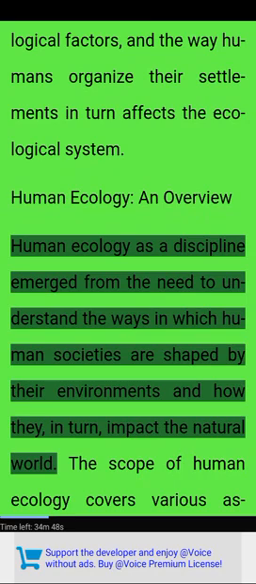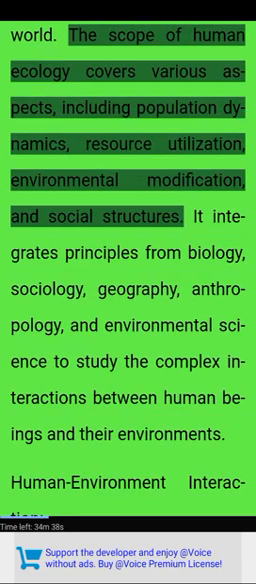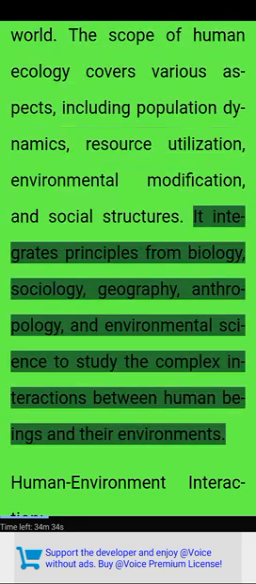Human ecology is a discipline that emerged from the need to understand the ways in which human societies are shaped by their environments and how they, in turn, impact the natural world. The scope of human ecology covers various aspects, including population dynamics, resource utilization, environmental modification, and social structures. It integrates principles from biology, sociology, geography, anthropology, and environmental science to study the complex interactions between human beings and their environments.